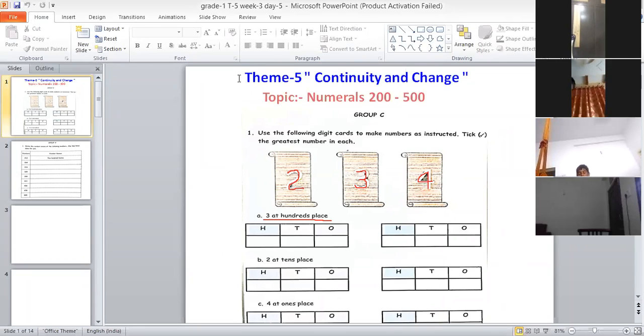Now what we have to do is look at the 3-digit number, and then we have to identify ones, tens, and hundreds place first. I hope till now you all understood how to identify the place. Now, according to the first question, we have to write 3 at hundreds place. H stands for hundreds, T stands for tens, and O stands for ones.